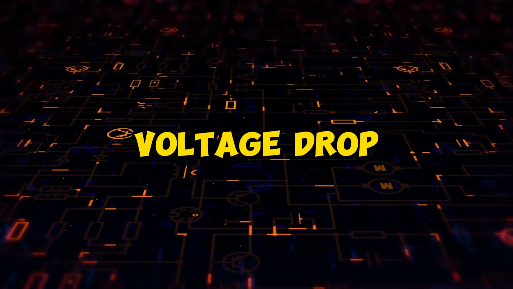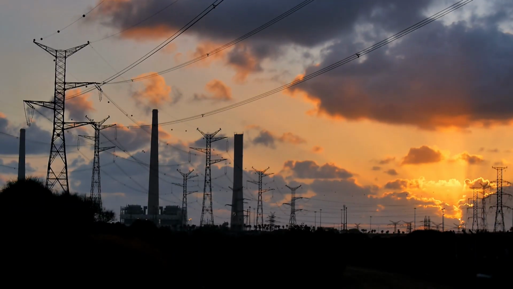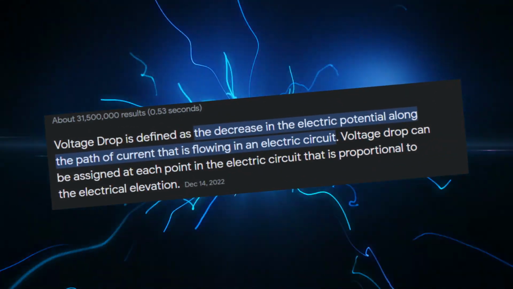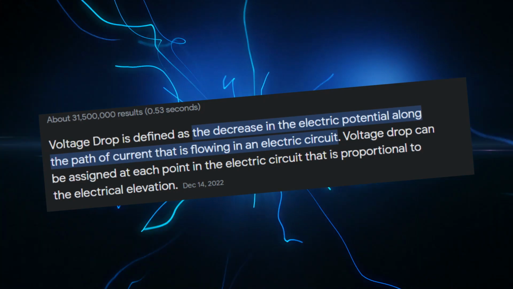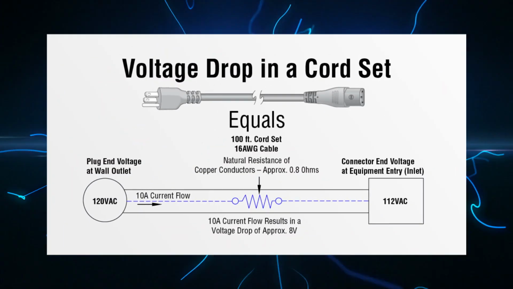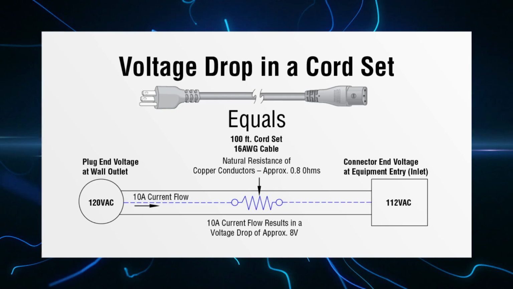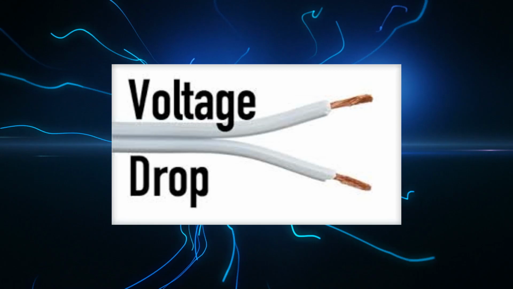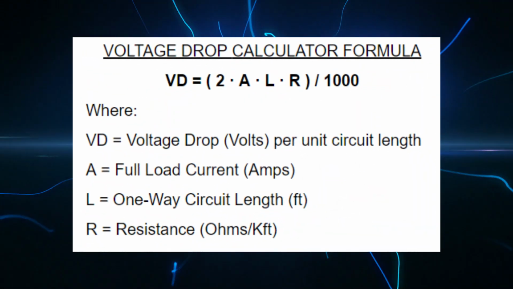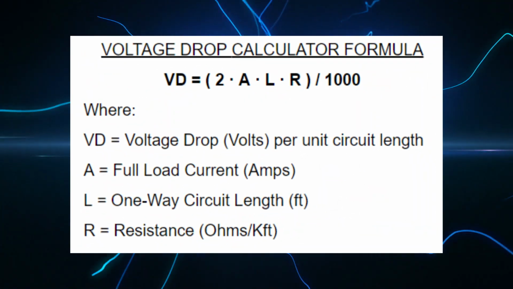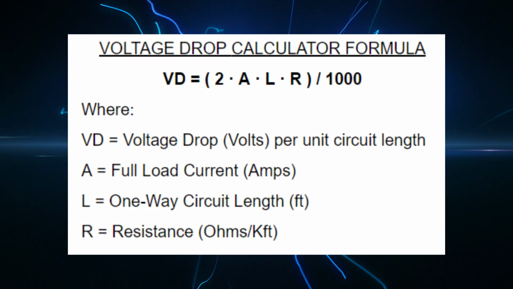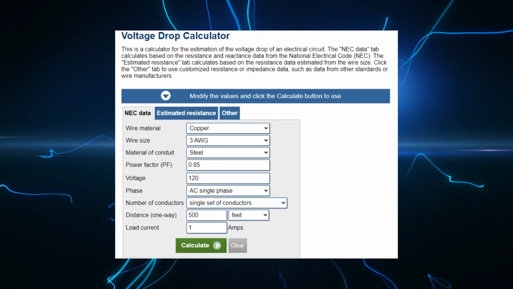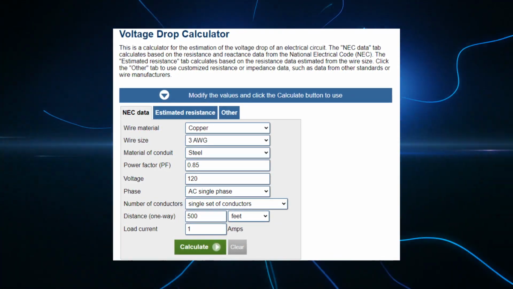Next is voltage drop. Lastly, but certainly not least, let's discuss voltage drop. Voltage drop is the decrease of electric potential along the path of a current flowing in a circuit. It occurs when voltage at the end of a run of cable is lower than at the beginning. Any length or size of wire will have some resistance, depending on what size you choose. There is a formula as you see, or if this looks too complicated to you, you can find a voltage drop calculator online where you can get a faster calculation of voltage drop for your application.